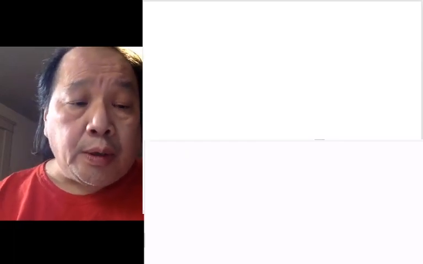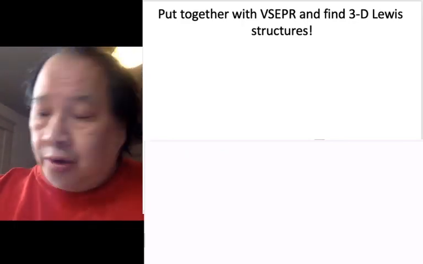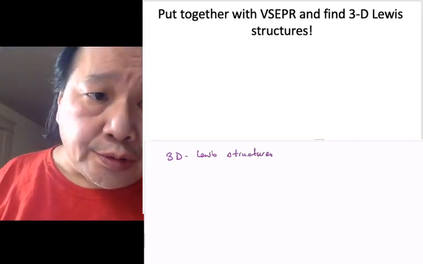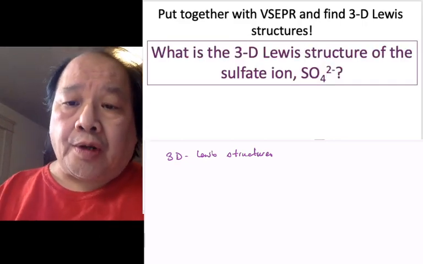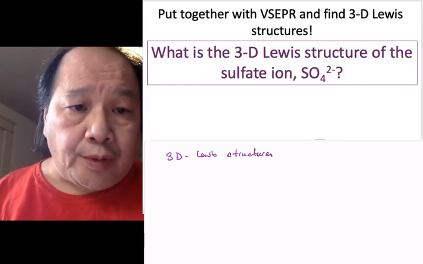Let's combine what we're learning about Lewis structures with what we learned last time. In the last lecture, we learned about VSEPR. What we're going to do is combine VSEPR with Lewis structures to make 3D Lewis structures. On the exams, you will be drawing 3D Lewis structures. Okay, so let's try this problem. We're going to combine the two to make the 3D Lewis structure of the sulfate ion, SO4 2-.